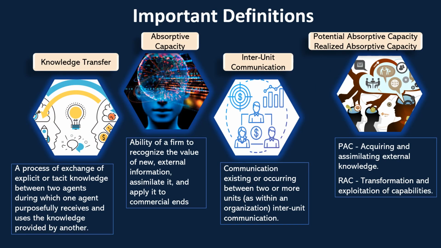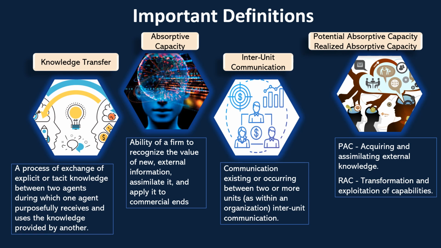Before going into the deep details of the research, I would like to touch upon a few important definitions. The first one is knowledge transfer, a process of exchange of explicit or tacit knowledge between two agents, during which one agent purposefully receives and uses the knowledge provided by another. The second is absorptive capacity, referred to as AC in the rest of the slides, which is the ability of a firm to recognize the value of new external information and then assimilate it and apply it to commercial ends.